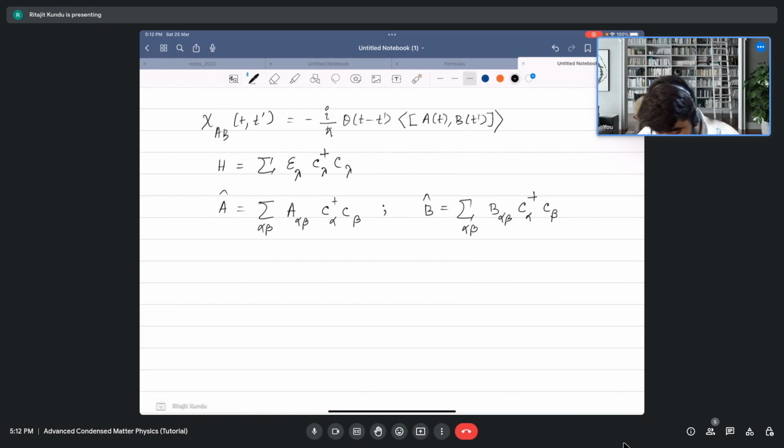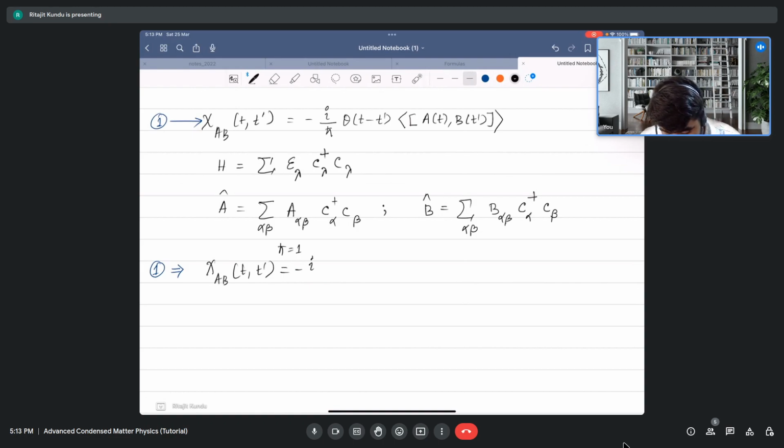So let's start calculating this. Let's call it equation 1, and we will do it here. In equation 1, let's try to simplify things a little bit. So chi AB of t and t prime, and so minus i by h bar. For now let me say that h bar is equal to 1. So I am working in a unit system where h bar is 1. This is called a natural unit system, at least in condensed matter.